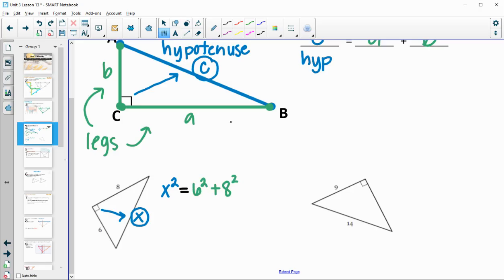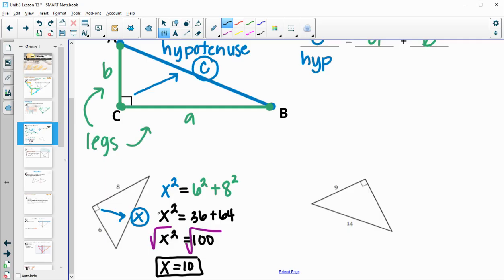It doesn't matter the order that you put the 6 and 8 in, you could flip those. So x squared equals 36 plus 64. So x squared is equal to 100. And to get rid of the squared, we would square root, and we get x equals 10. So the hypotenuse in this case is 10.